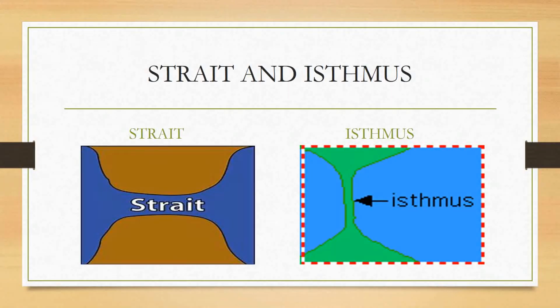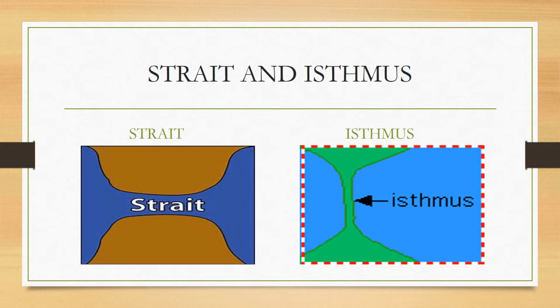Let's continue with our next topic, strait and isthmus. First look at the diagram on the left hand side. It is a diagram of strait. You can see there is two land masses and in between there is a narrow pass which is strait.